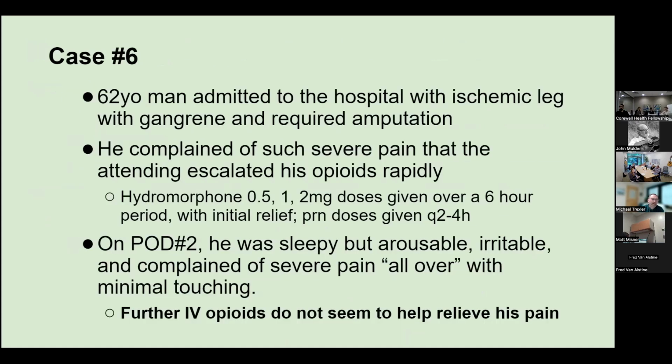All right, we're getting near the end of our time, but this is a man admitted to the hospital with an ischemic leg and gangrene, requiring amputation. He complained of such severe pain that the attending escalated his opioids rapidly. He went from 0.5 to 1 to 2 milligram doses of hydromorphone over a 6-hour period. Initially, the relief helped, but then he was getting doses about every 2 to 4 hours.